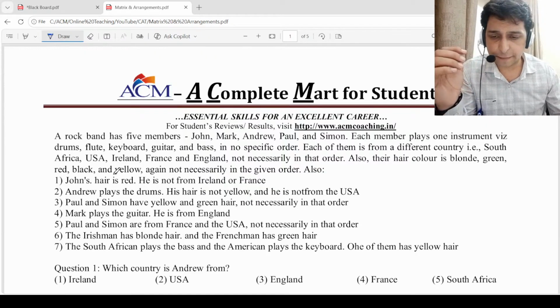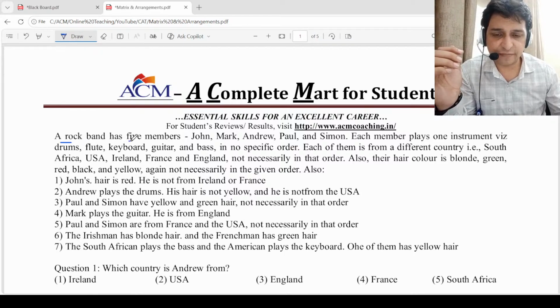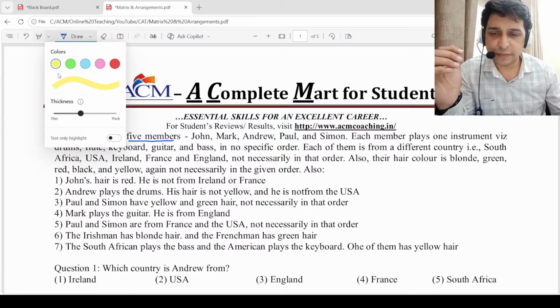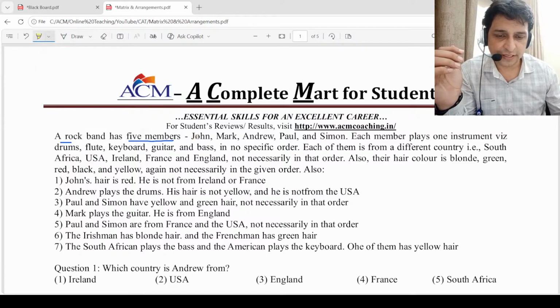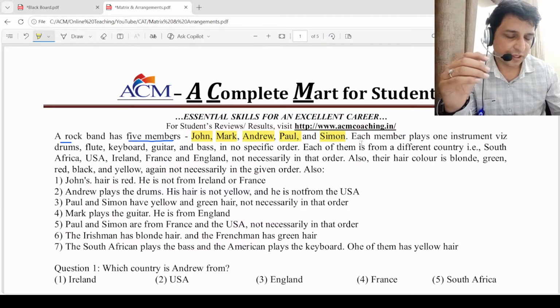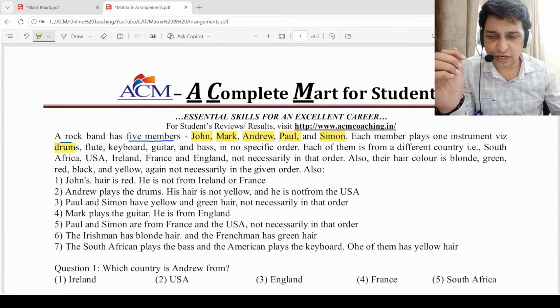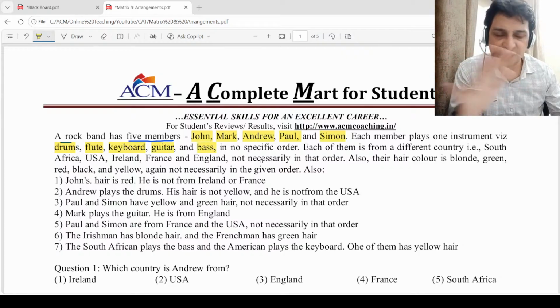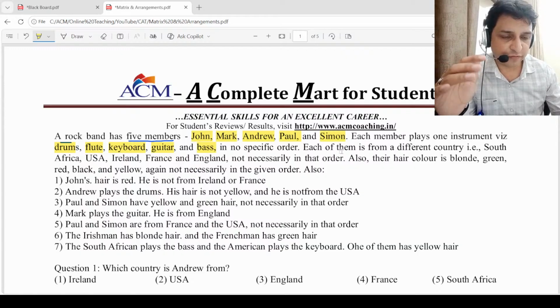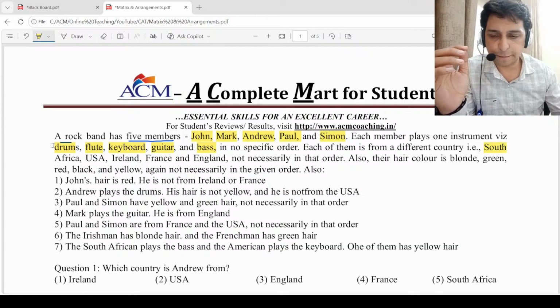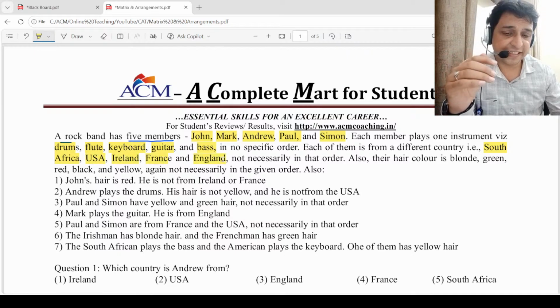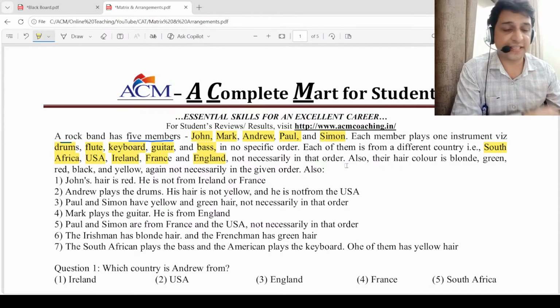So this puzzle is about 5 members. A rock band has 5 members. Their names have been given to us: John, Mark, Andrew, Paul, and Simon. Now, each member plays one instrument, that is drums, flute, keyboard, guitar, and bass, in no specific order; the order is not given to us. Each of them is from a different country: South Africa, USA, Ireland, France, and England. Again, the order is not necessarily the same.